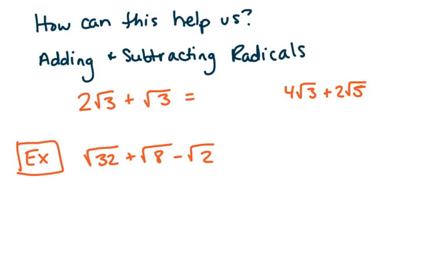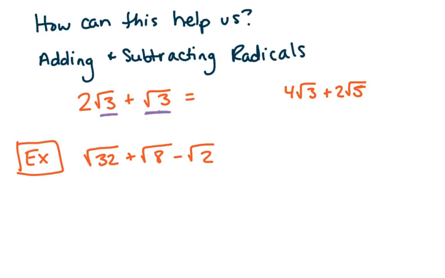All right, and so how can this help us? The next topic we're going to look at is adding and subtracting radicals. So just like when you're adding and subtracting like terms, you can combine like terms. You can only combine like radicals. What I mean when I say like radicals is it has to have the same index and the same radicand, which is the inside.